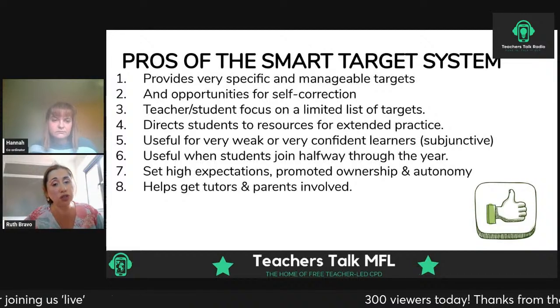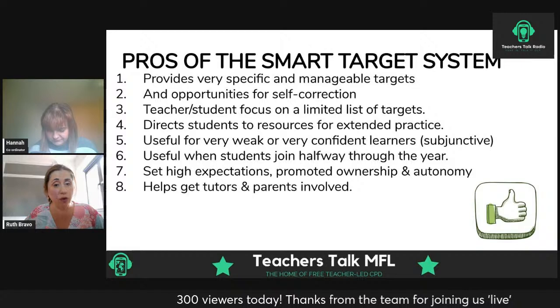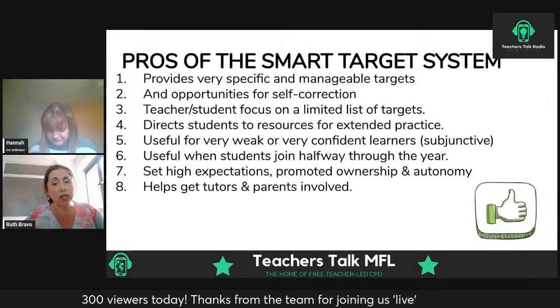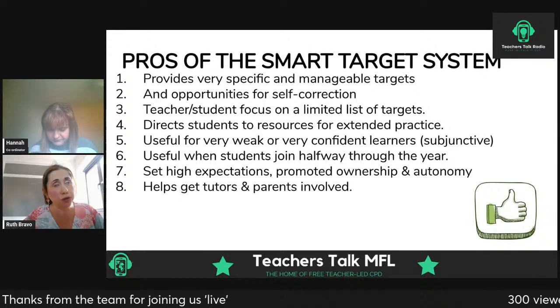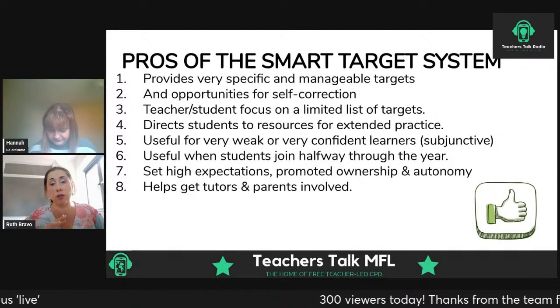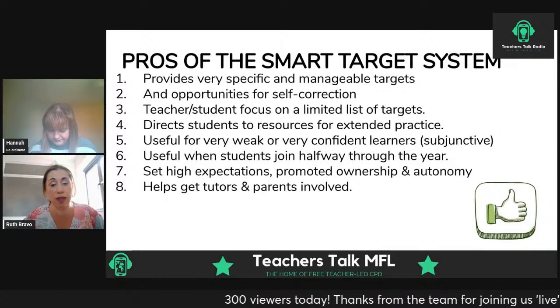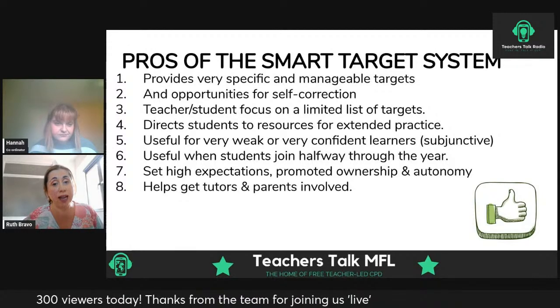It directs students to resources for extended practice. It's very, very helpful for very weak or very confident learners. So my very advanced learners, I can tell them, go and check out the present subjunctive booster, go and check out the if clauses booster, go and check out the imperfect subjunctives booster, and they can be learning in terms of their stage and not their age.